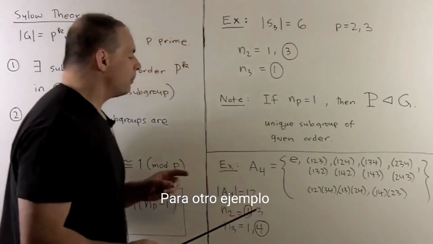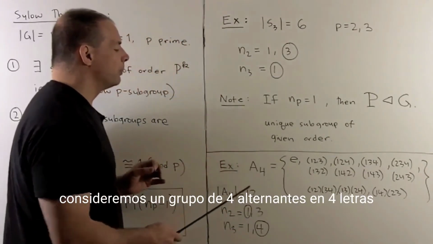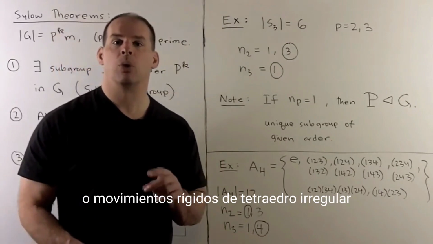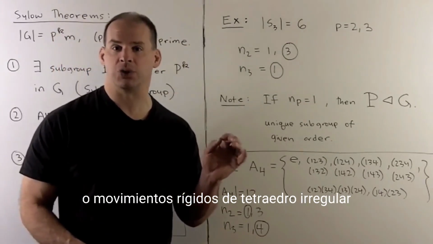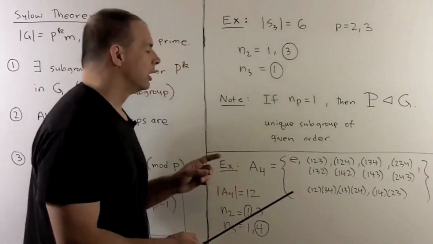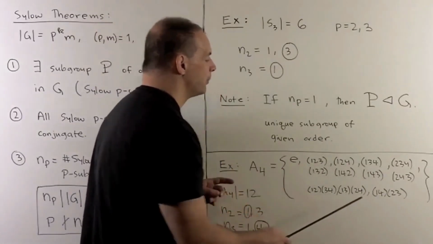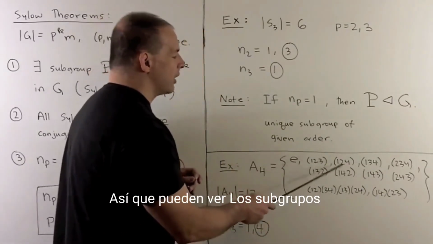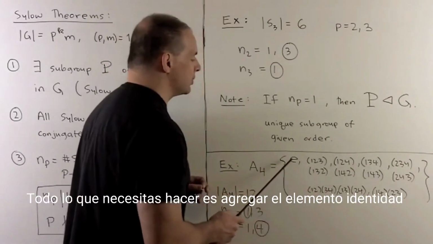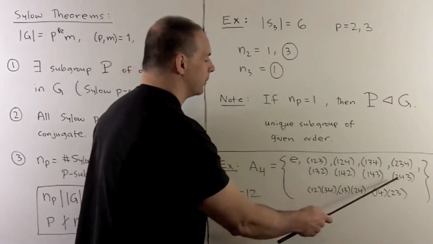For another example, let's consider A4, the alternating group on 4 letters, or rigid motions of a regular tetrahedron. I'll list all the elements in permutation notation, and I'm grouping the elements so that you can see the subgroups. All you need to do is add the identity element.